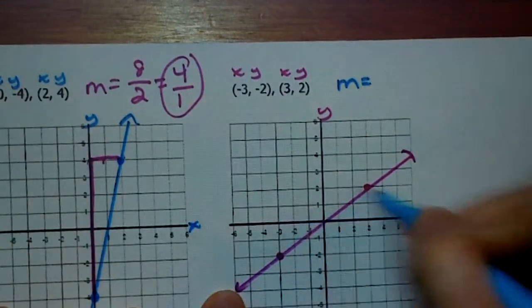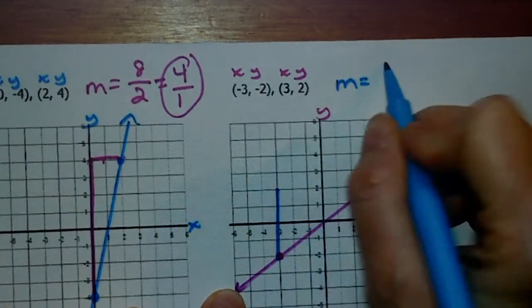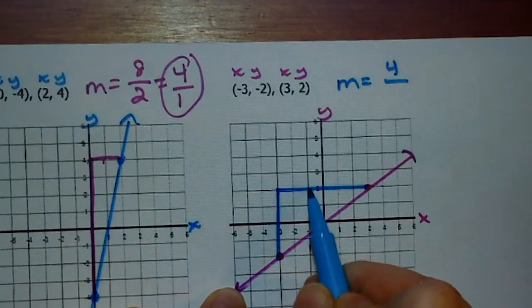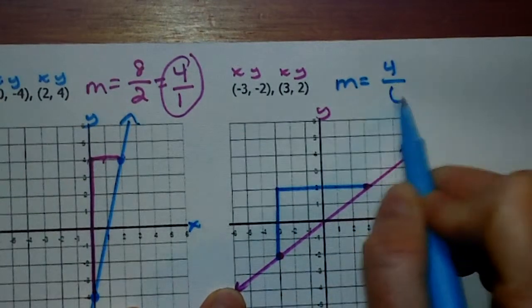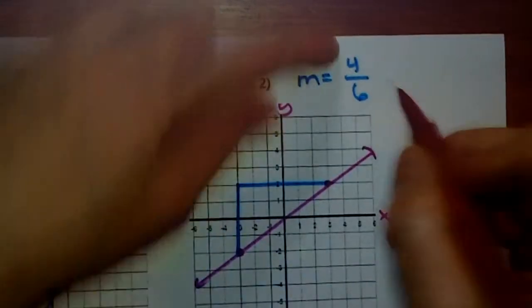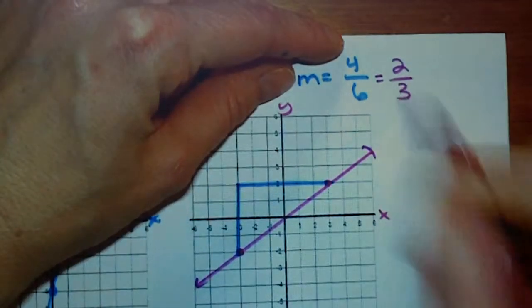All right, to get across from this point, it looks like I have to go up 1, 2, 3, 4. And to get from here to here, we have to go 1, 2, 3, 4, 5, 6. And 4 over 6 is not in simplest form, and it needs to be in simplest form. So 2 goes into both of those. 2 goes into 4 twice. 2 goes into 6 3 times.